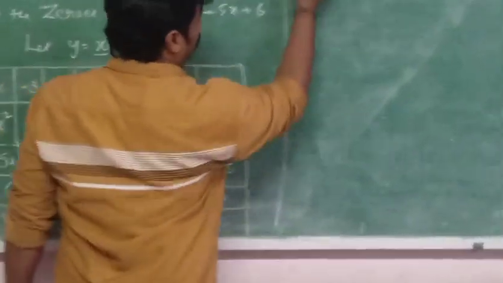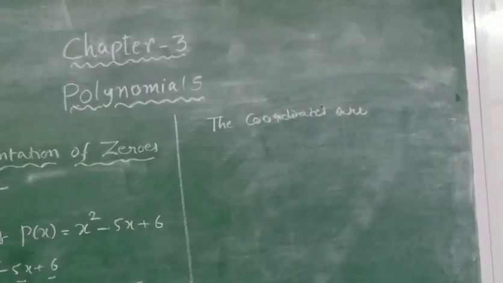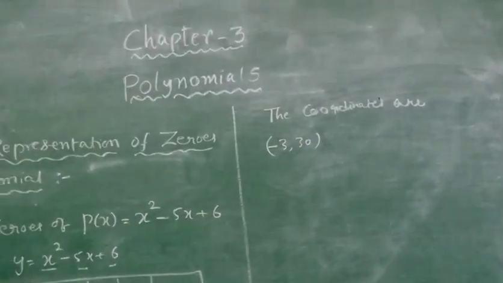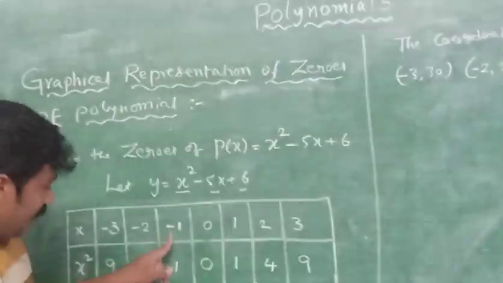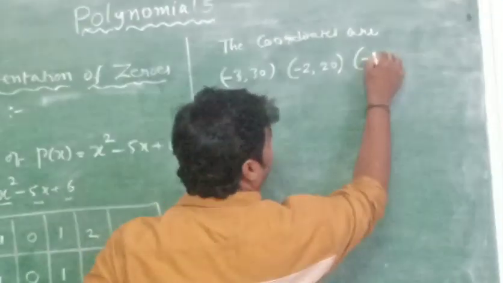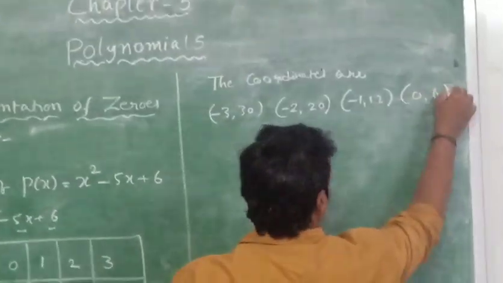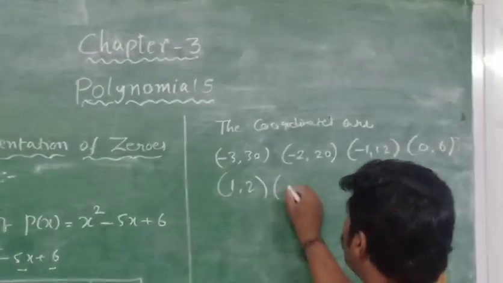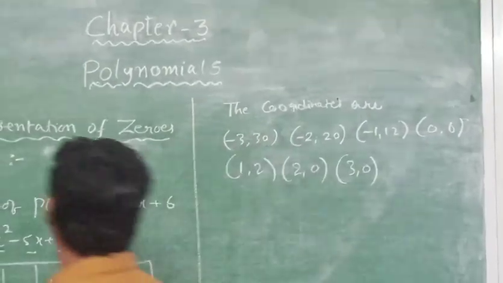Now, what are the coordinates? Coordinates are minus 3 comma 30. So that is 1 point. And then minus 2 comma 20. Then after that minus 1 comma 12. And then 0 comma 6. Then after that 1 comma 2. Then 2 comma 0. After that 3 comma 0. Now we got the coordinates.